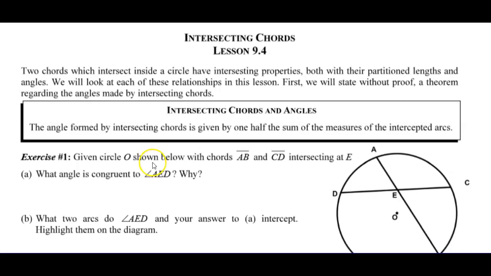All right, so we have talked about two chords that intersect on the circle's edge. That's called an inscribed angle. What we're going to look at here is some chords that intersect within the circle, where the intersection point occurs inside the circle. When that happens, the angles formed by those two intersecting chords are going to equal 1/2 the sum of the measures of the intercepted arcs.